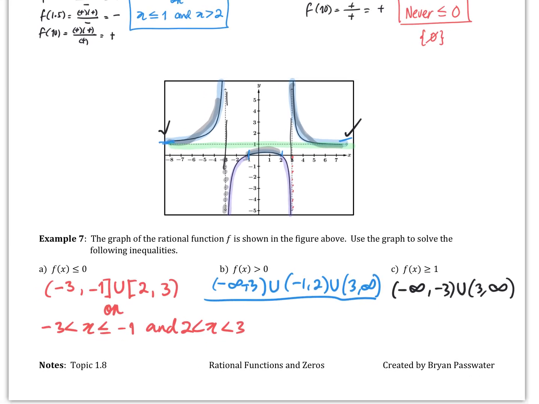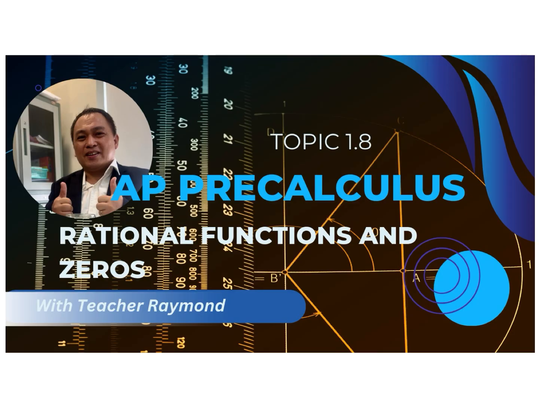So this is all for topic 1.8 for AP Pre-Calculus on rational functions and zeros.